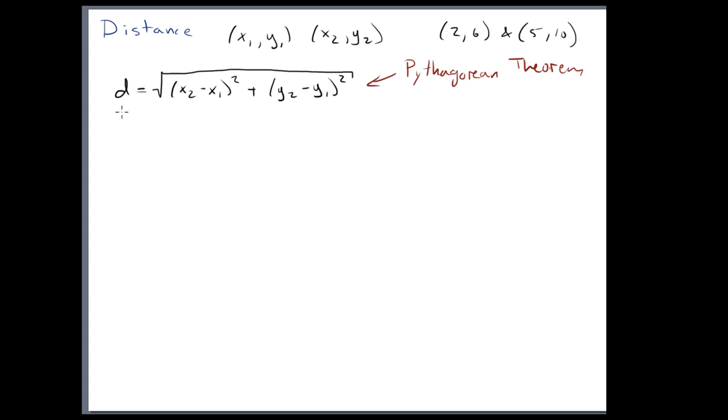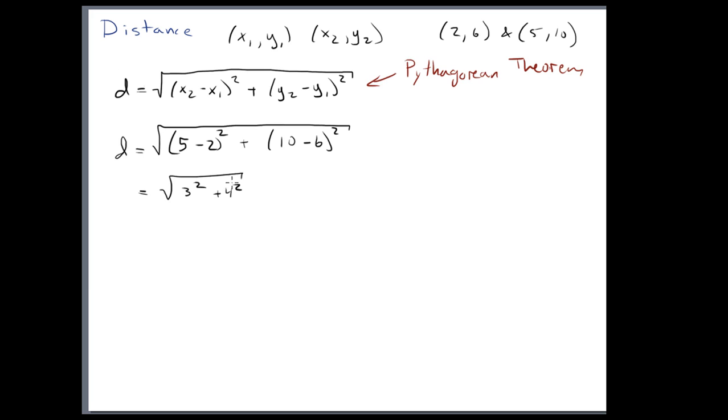For our example, this would be 5 minus 2 squared plus 10 minus 6 squared, and then the square root of all of that, which is 3 squared plus 4 squared. Aha. 3 squared plus 4 squared, you mean 9 plus 16, so we're looking for the square root of 25, which is 5. So the distance between these 2 points is 5.